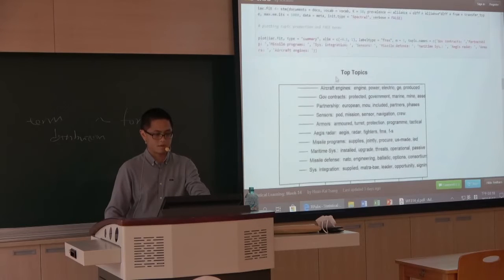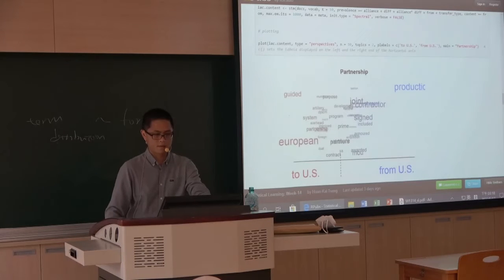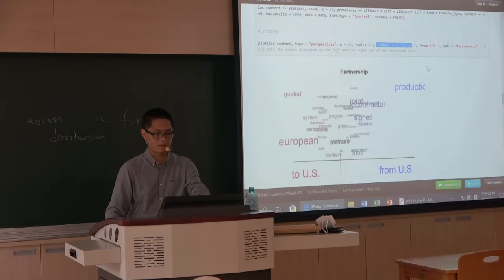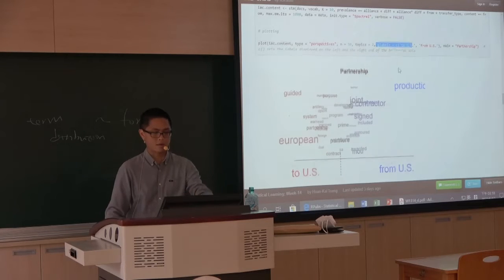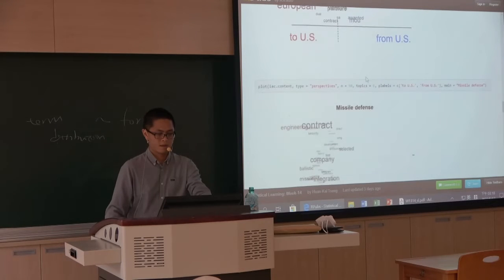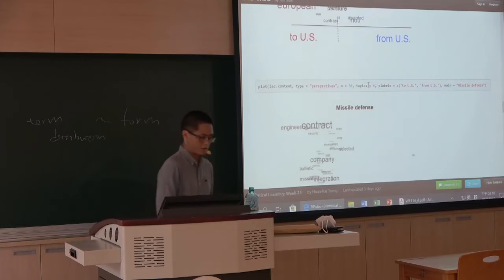So what is topic 2? It's government contract. So you can also label the scale, the perspective, and also give it a title, the main title of ownership. So you will set the label display on the left and right ends of the horizontal axis. So you will show this. So how are the words used?